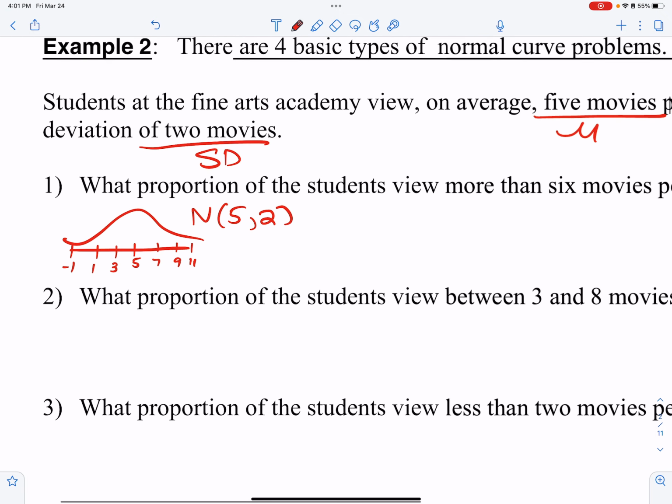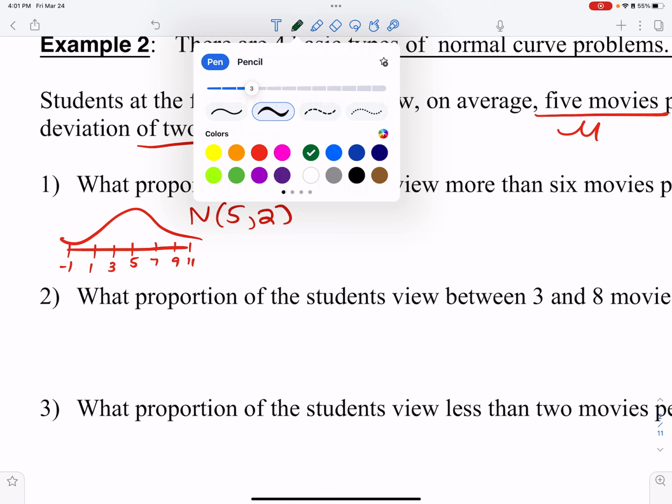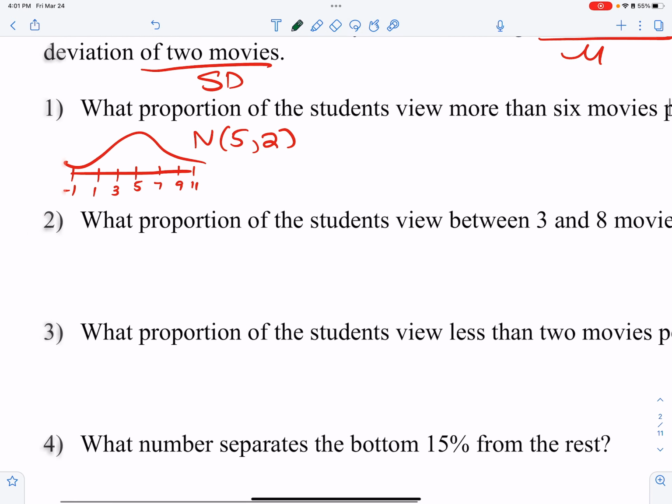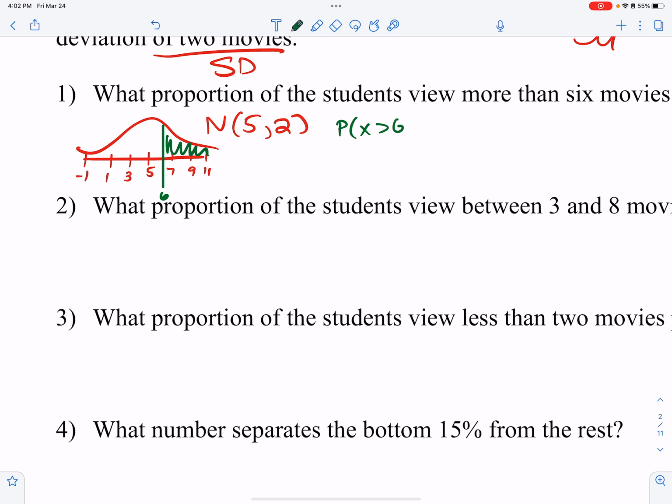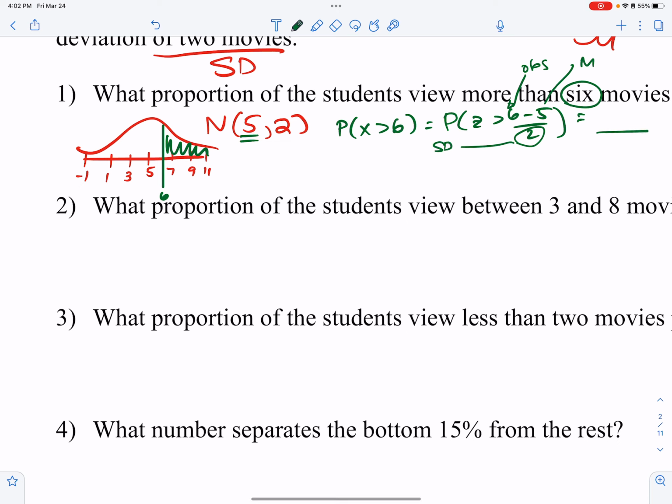More than 6 movies per semester, so 6 is here. Make sure that you draw this, and I'm going to write my probability statement. The probability that x is greater than 6 is the probability that z is greater than 6 minus 5 divided by 2. To remind you how I got that, 6 is my observed value, minus my mean, divided by my standard deviation. And that's the value I'm looking for.